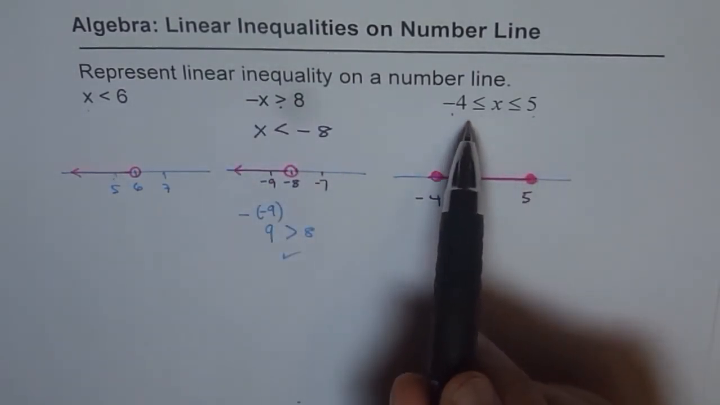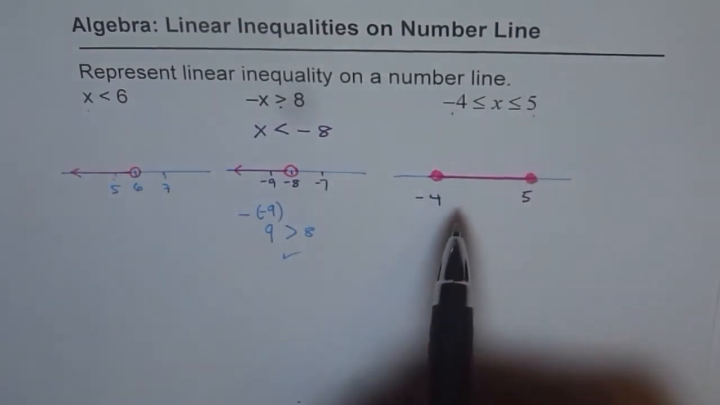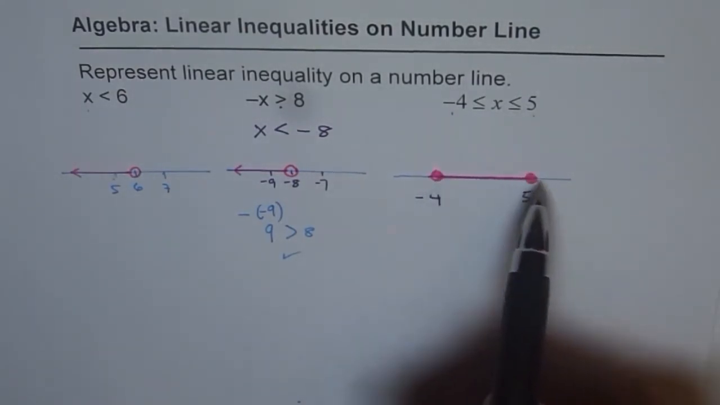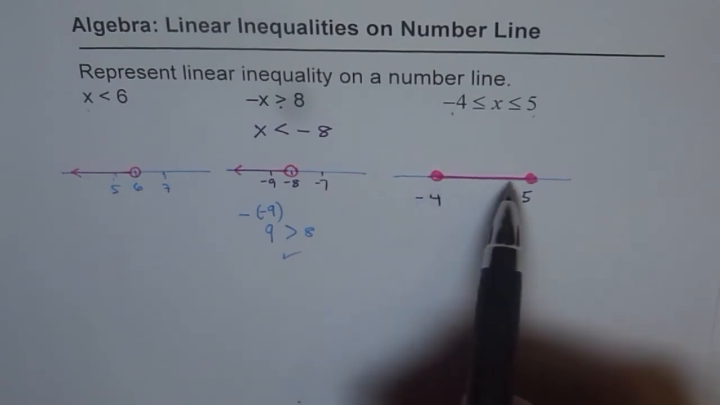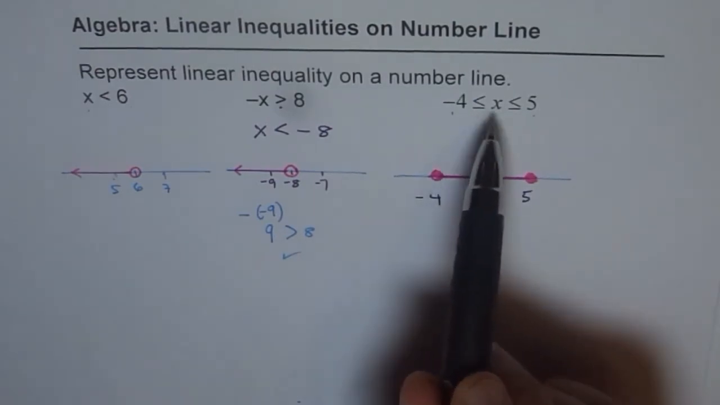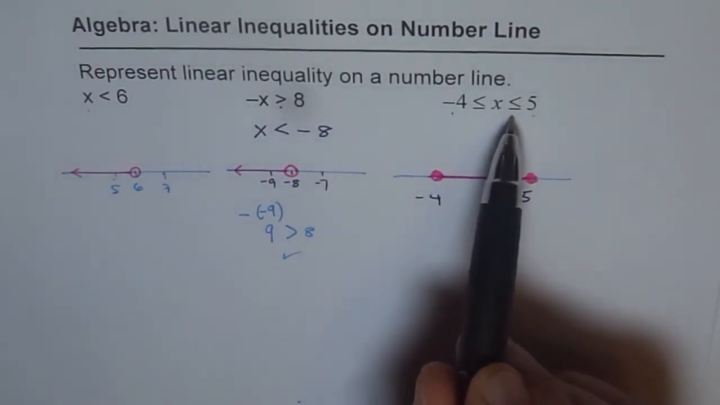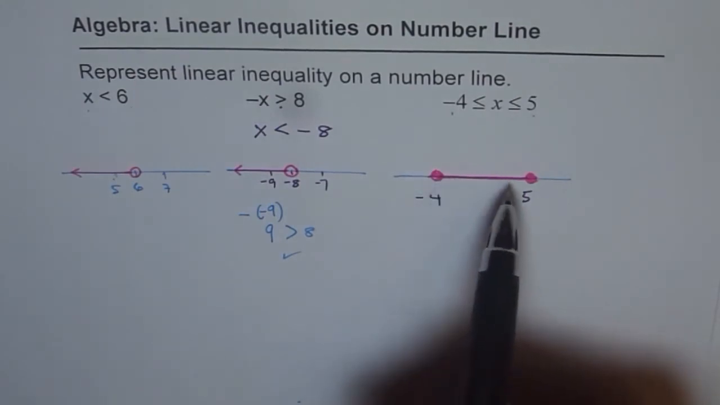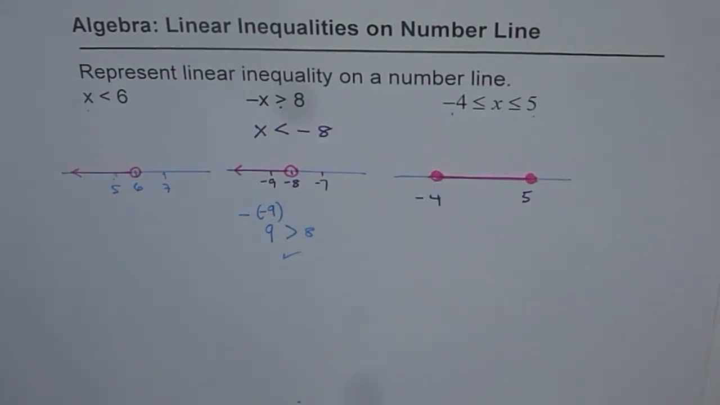Now when we have in between, then it is not going to infinity. It is between two numbers, like an AND relation. It is between these two values. And since this inequality had equal to included, so these are filled in holes. So that is how you represent your solution on a number line.